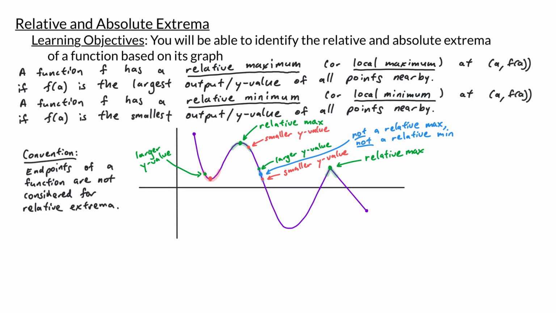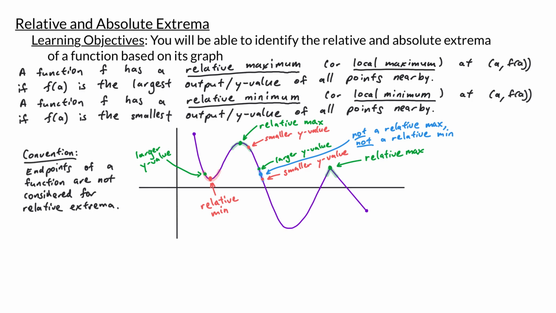But is it a relative minimum? The point is a relative minimum if it has the smallest y value of all points nearby. So looking at my highlighted region, does my red point here have the smallest y value? And the answer is yes. So that's why this red point is a relative minimum.